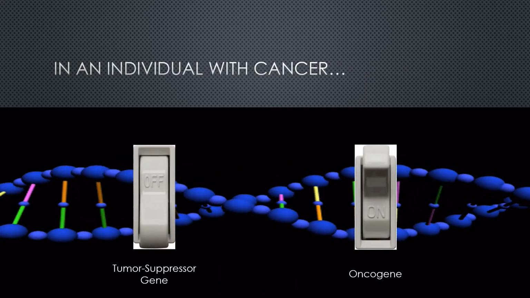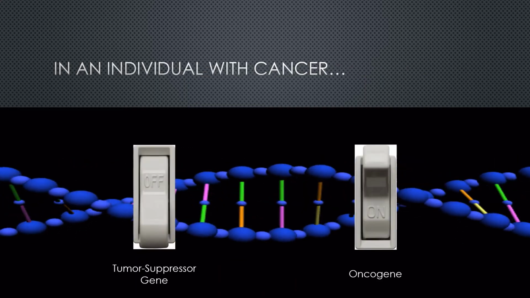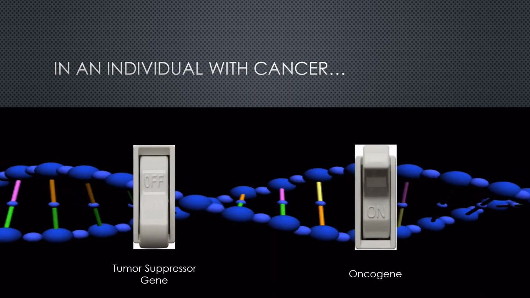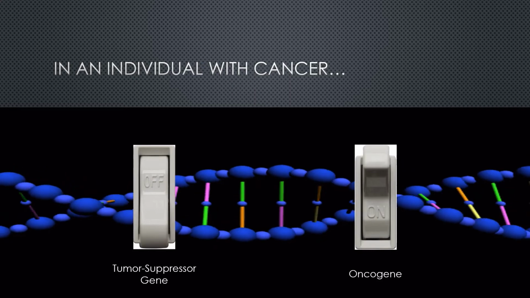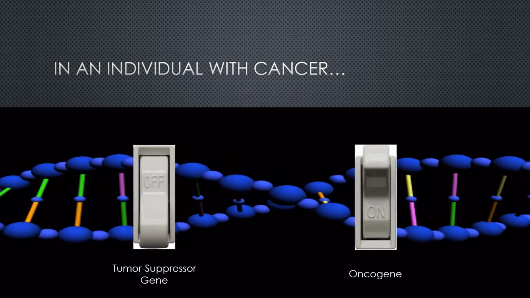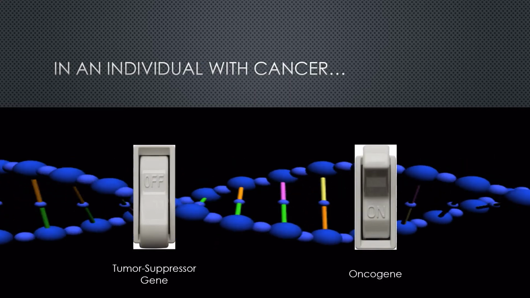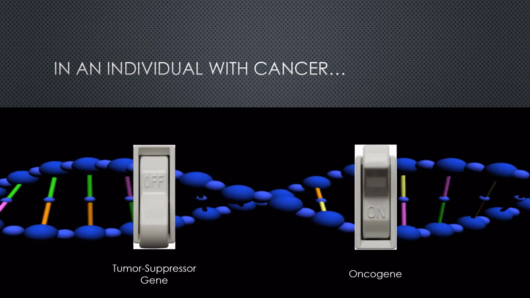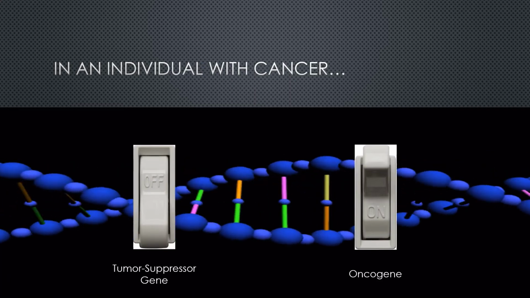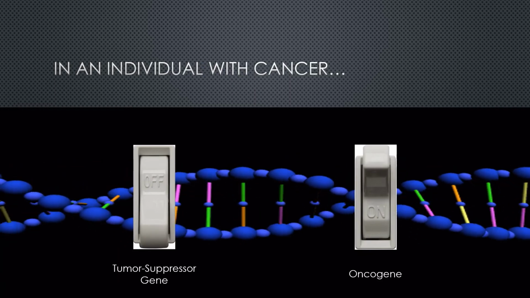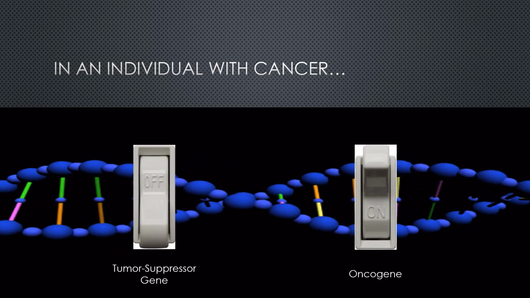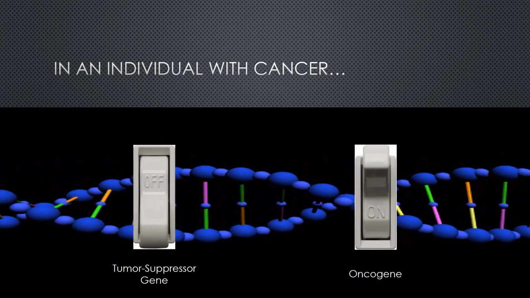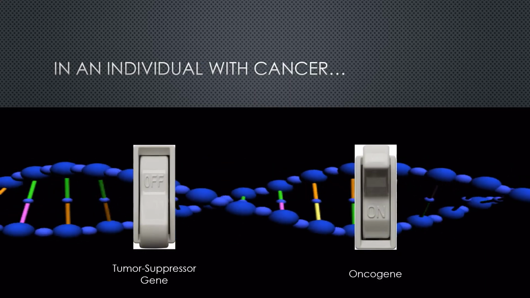The opposite is true with an individual with cancer. The oncogene is turned on, so the cell cycle is highly stimulated, and the tumor suppressor gene is turned off. So not only is the cell cycle very stimulated, but there's also nothing to hold it back. The tumor suppressor gene is turned off. So that's two genes, two contributors to why cancer spreads so quickly.